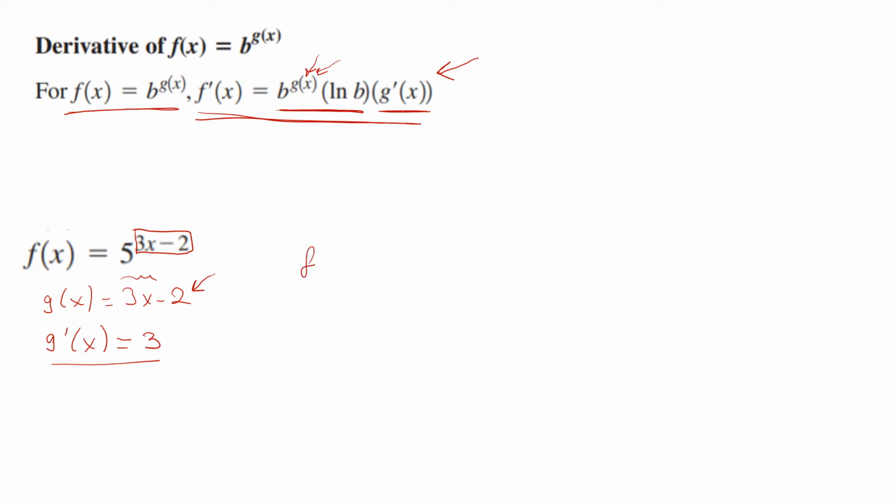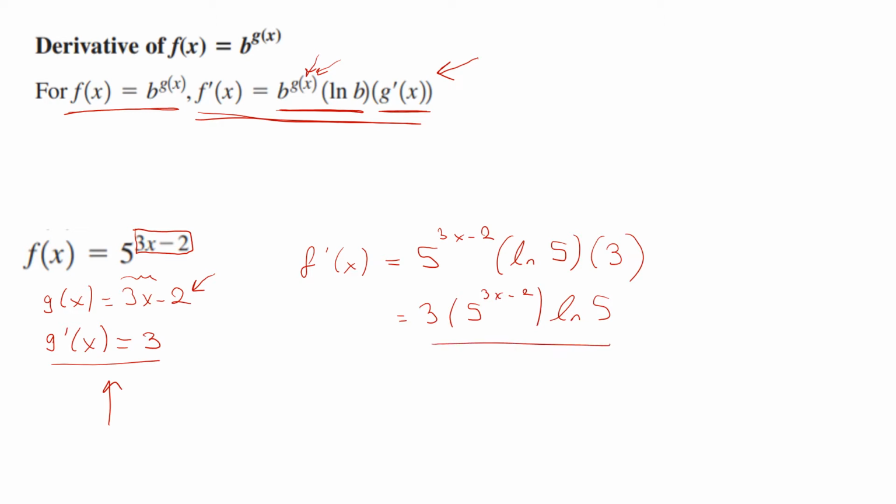So if I do that, it's going to be 5 to the power of 3x minus 2, since my b is 5 and my g(x) is 3x minus 2. And I'm going to put ln 5, and then my derivative over here, which is 3. To make it look easy, you can also just move the 3 to the front, which I usually do, but it doesn't matter. So your answer will be that.